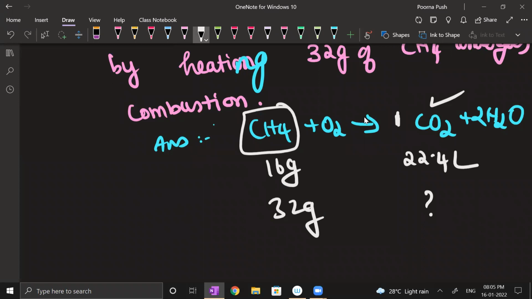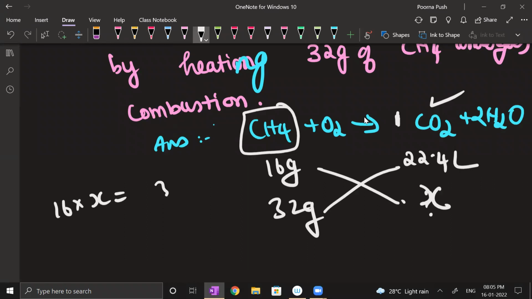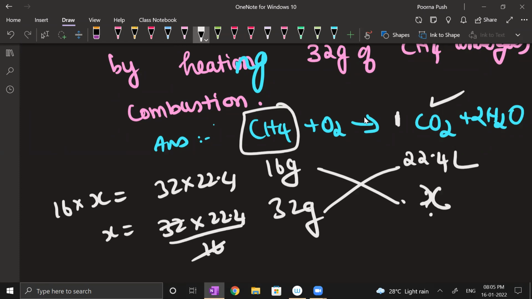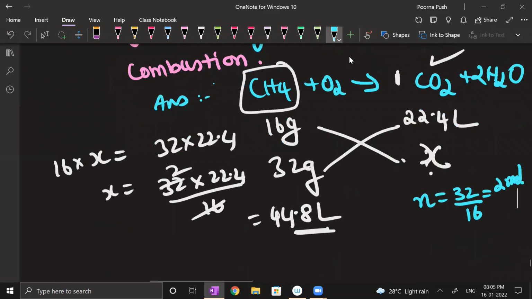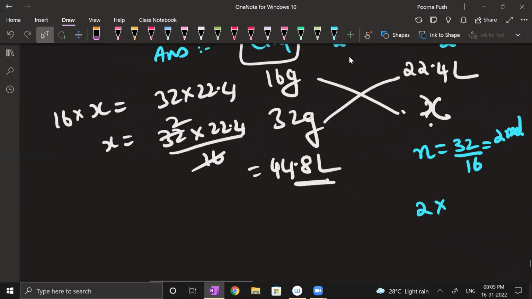Cross multiply. So 16 into x is equal to 32 into 22.4. Therefore, x is equal to 32 into 22.4, which is 44.8. Yes, this is the answer. You can also do it another way: find the number of moles first. 32 grams by 16 is 2 moles. Volume is number of moles multiplied by 22.4 liters. So 2 into 22.4 is 44.8. Either way you can take.